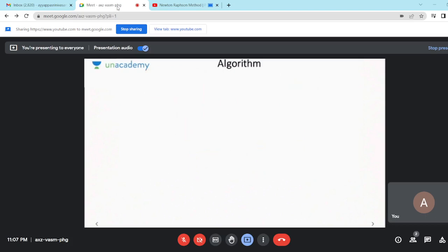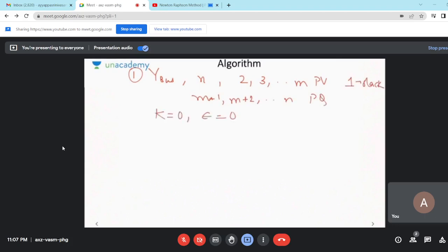So step 1 remains the same in all the methods. We have to take the Y bus matrix. Now if n is the number of buses and 2 up to m are PV buses, then m plus 1, m plus 2 up to n will be PQ buses, and bus 1 will be slack. Here we will set the iteration count as 0 and tolerance as 0.0001. Okay, so here only we will set the iteration count and tolerance.